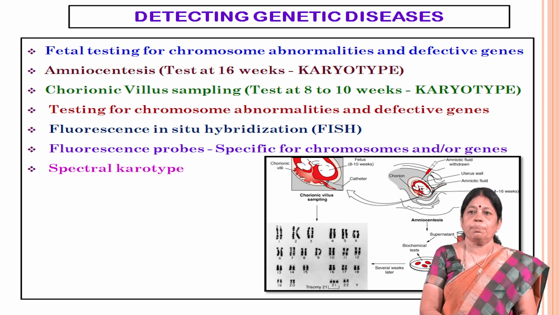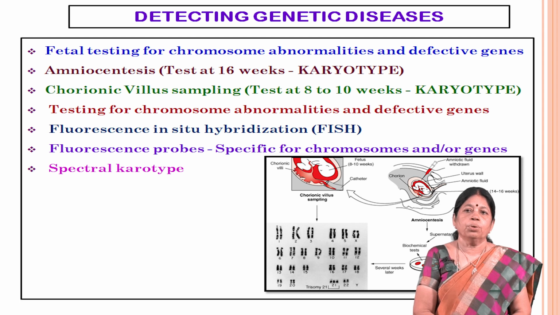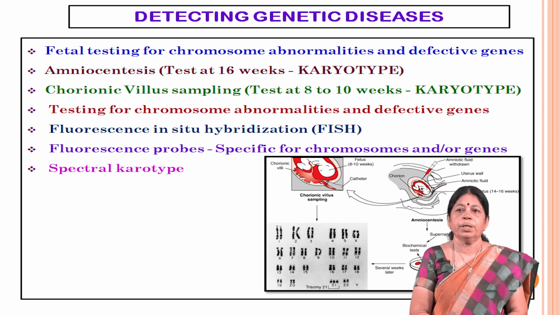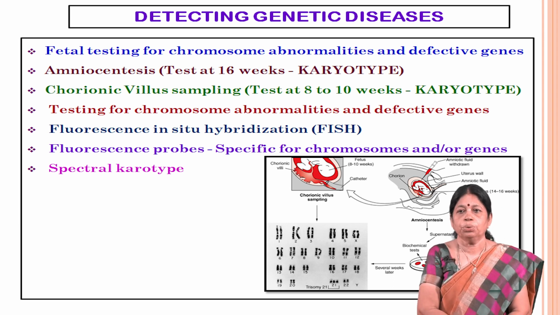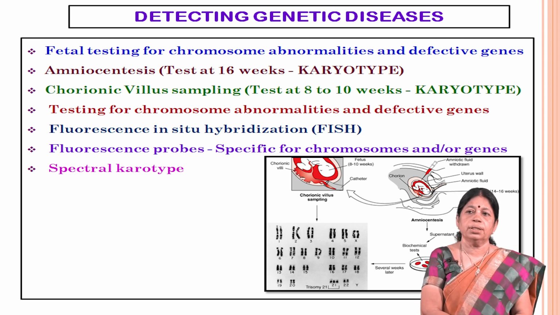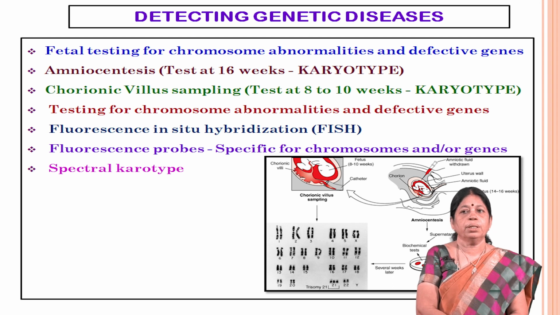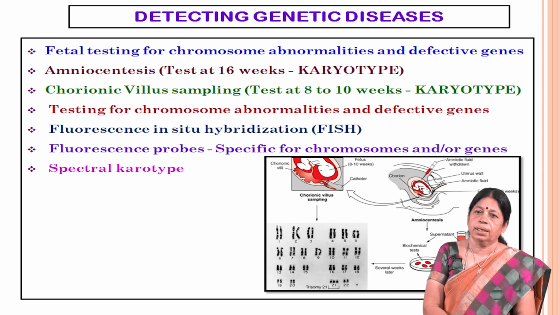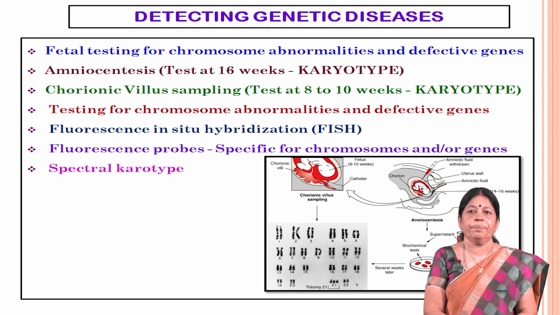Then chorionic villus sampling. This is also a test of a pregnant lady, with the embryo at the stage of 8 to 10 weeks. We are taking the chorionic villi. What is chorionic villi? The chorionic membrane is in the pregnant lady's uterus. This will be intruded into the embryo, the fetus membrane, and they form a villus-like structure, similar to turkey towel structures. They are intruded into the fetus. So we are taking the sample from chorionic villi for testing any abnormality in the embryo.